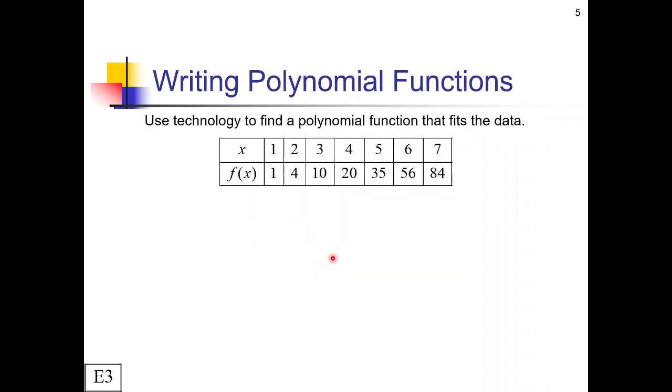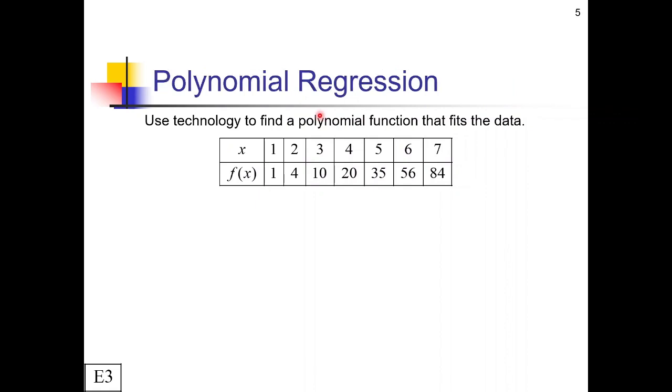On this next one, we are given a table of values, and we're not going to try to write a polynomial for this one by hand. We don't even have any x-intercepts or anything like that. What we're going to do is use Desmos technology to find a function that fits this data, and I'm actually going to call this polynomial regression. Because it is writing a polynomial, but it's a more specific method.